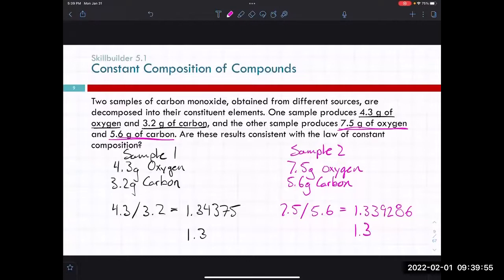So there's always some amount of error in experimentation. And these are really, really close, right? Like this is 1.339, very, very close to this 1.34. But this is where sig figs are important. So this is consistent with the law of constant composition. And we could say that if we know that our first sample is definitely carbon monoxide, then the second sample is probably carbon monoxide.